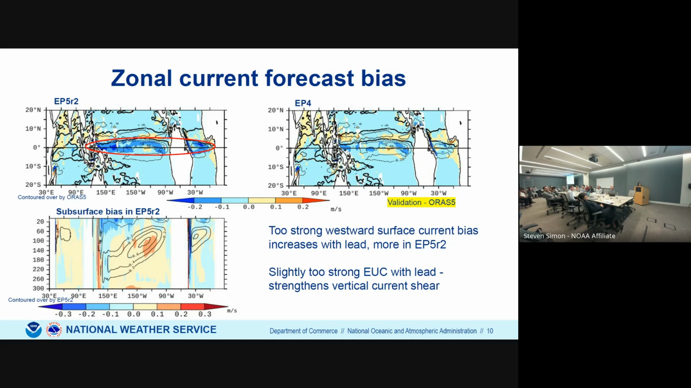If you look into the equatorial subsurface between one south and one north, and look at the zonal current biases, that's pretty much minimal in week 1. However, it increases with lead time to week 3 and 4, leading to this stronger westward bias near the surface and a slightly too strong equatorial undercurrent. And by week 3 and 4, this likely indicates an increase in the vertical current shear, which could affect the upper ocean mixing and the temperatures as well.